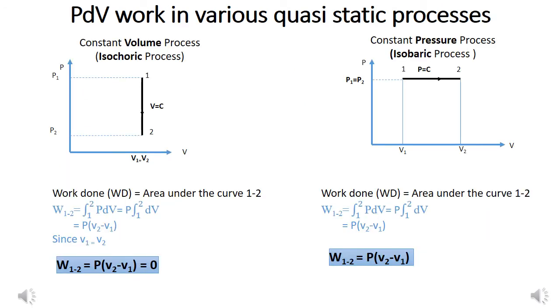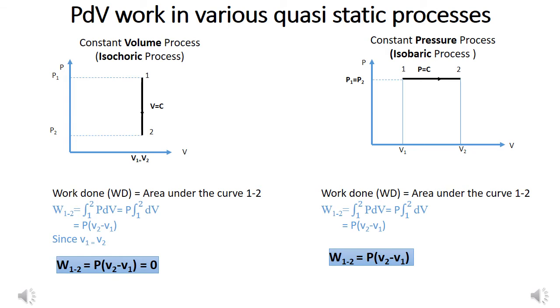PdV or displacement work for various quasi-static processes. In this we will be referring to the constant volume process, constant pressure process, constant temperature process, and lastly the polytropic process. The constant volume process is the isochoric process, where volume is equal to constant. The constant pressure process is isobaric, where P is equal to constant. The constant temperature process is also known as the isothermal process, where PV is equal to constant. Lastly, the polytropic process, where PV raised to n is equal to constant.